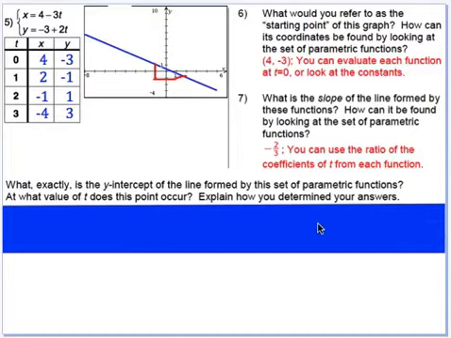All right, and then the last question: what exactly is the y-intercept of the line formed by this set of parametric functions, and at what value of t does this point occur? Explain how you determine your answers. Okay, there's a lot of ways to determine that. The easiest way is to figure out what your x value is at your y-intercept. So if we have a y-intercept right here, my x value is 0. So plug in 0 for x and solve for t.